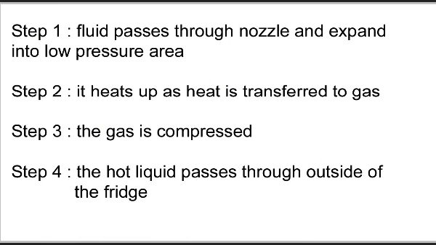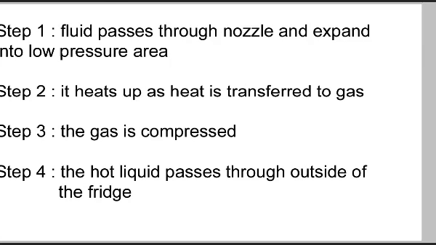So again we will be studying these steps. First, the fluid passes through the nozzle and expands into a low pressure area. This is adiabatic expansion. Next, it heats up as heat is transferred to the gas. This is an isobaric process which happens inside the refrigerator. Third, the gas is compressed by the compressor, which does the work. Fourth, the hot liquid passes through the outside of the fridge, which is an isobaric process again.